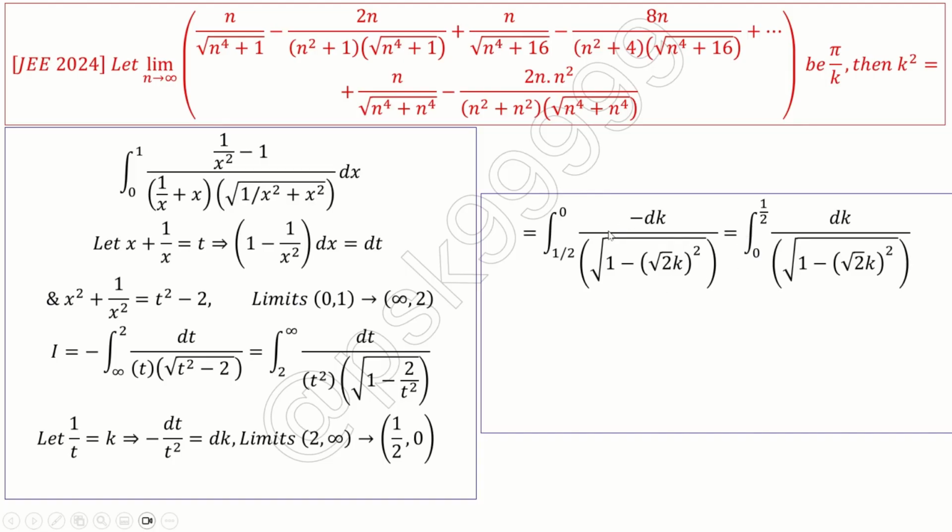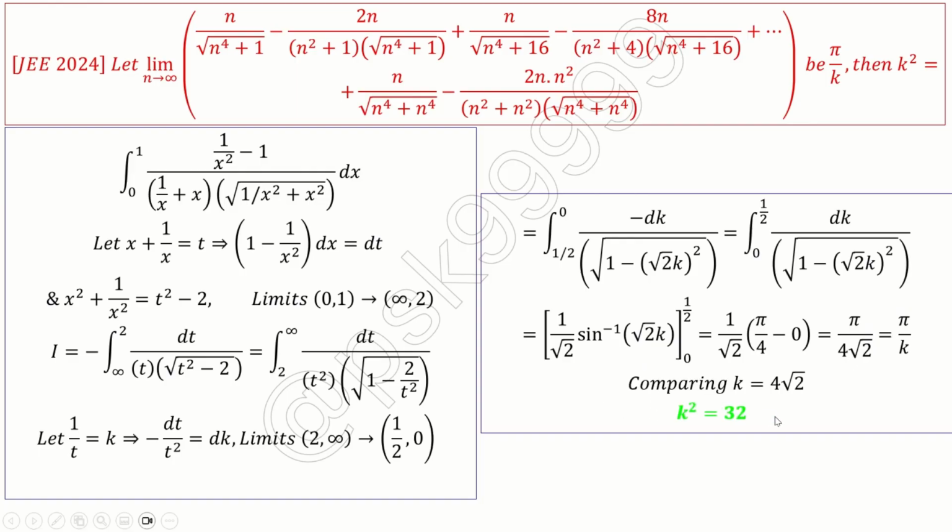So this is nothing but again negative, and the limits I am changing. So 0 to half of dk by square root of 1 minus root 2k whole square. This is a simple sine inverse. So 1 by square root of 2, because there is a coefficient of k, I wrote it in the denominator, sine inverse of root 2k, limits from 0 to half. If I substitute the values, I get pi by 4 square root of 2. This is in the form of pi by k, which means k is 4 root 2 and k square is 32. That's the answer. Okay, next.